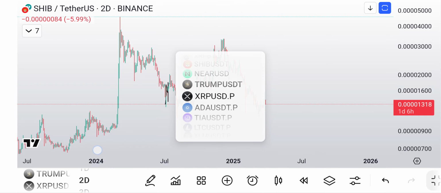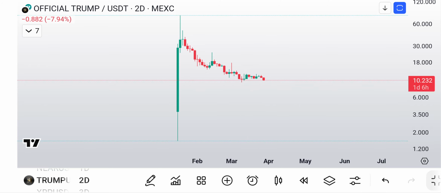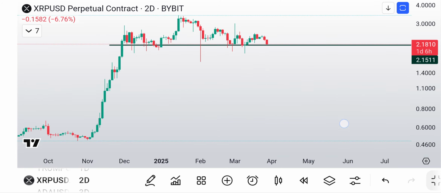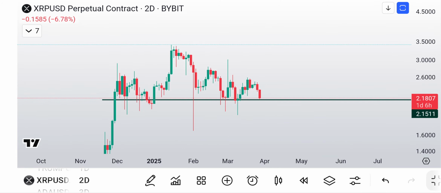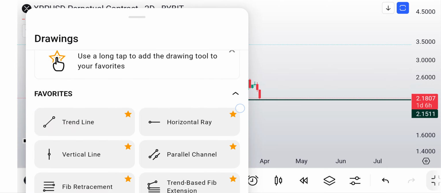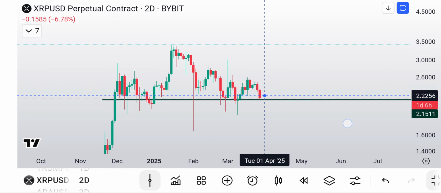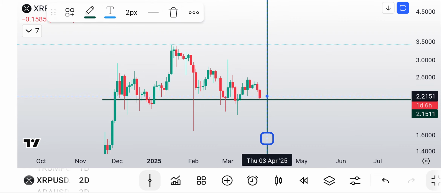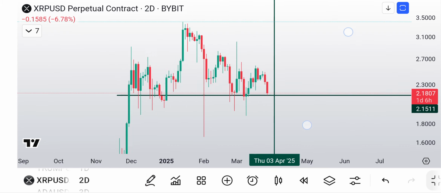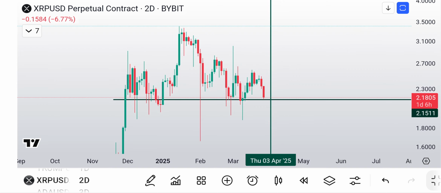Maybe let's use XRP for this example. So we go to XRP, okay, and then you go to the tariffs, which are supposed to take place April 2nd. I'll just put April 3rd since I'm on the 2-day chart. Okay, so this is when the tariffs are going to go into effect.